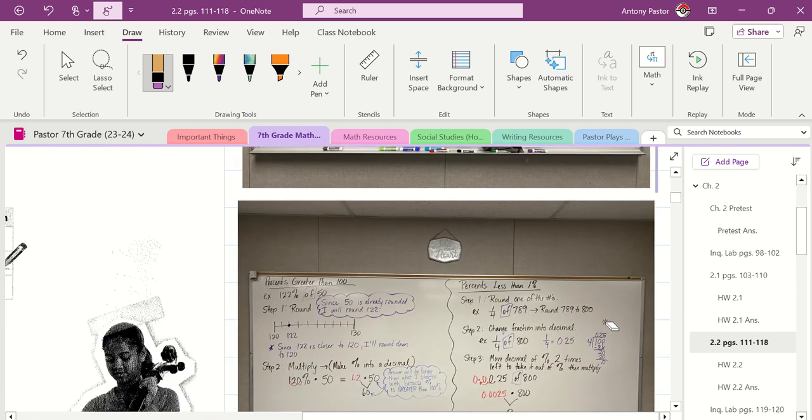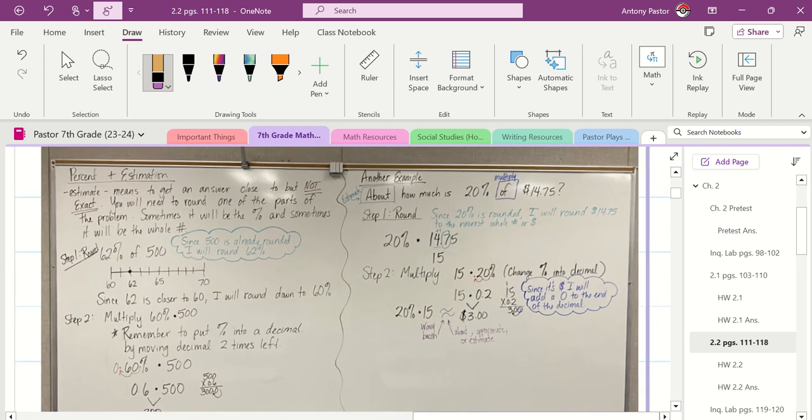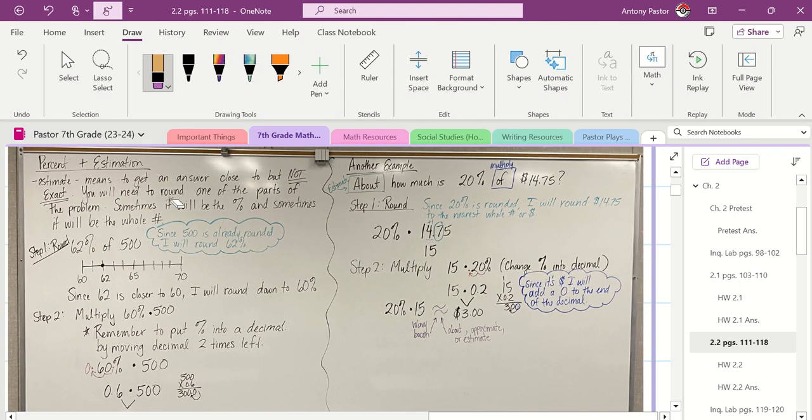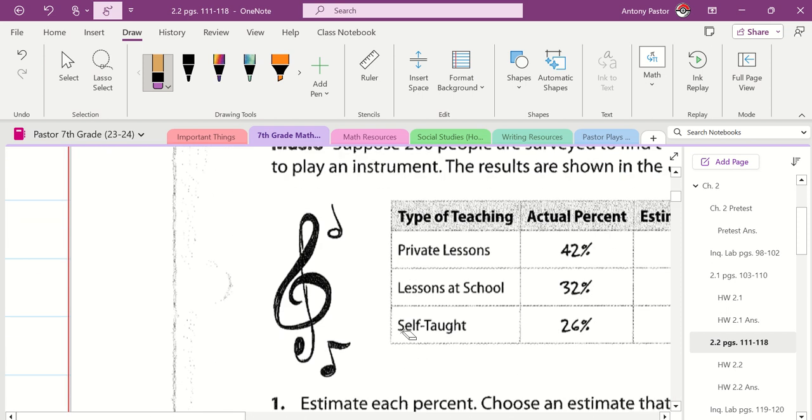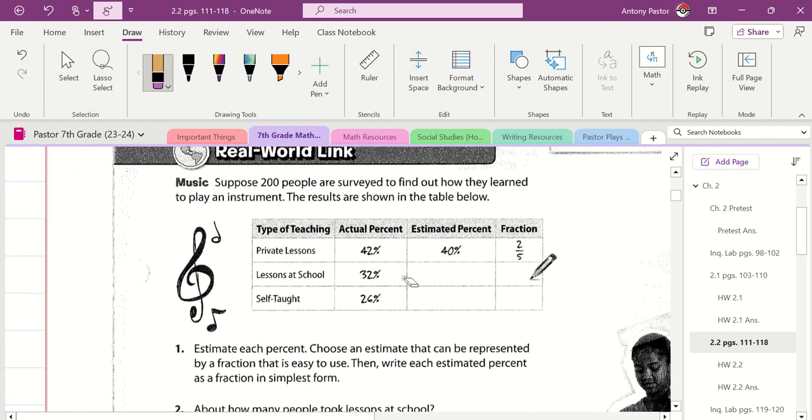So we'll look at our Steiner notes and then we'll do a few examples. Estimate means to get an answer close to but not exact. So you don't need the exact answer. You will need to round one of the parts of the problem. Sometimes it will be the percentage and sometimes it will be the whole number. So in these cases, we didn't have a whole number. So we had 200. We just estimated these again, 30, 25.